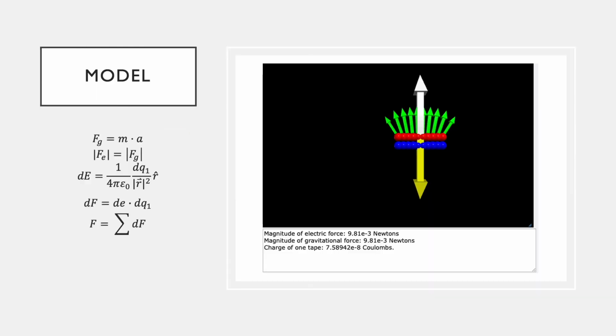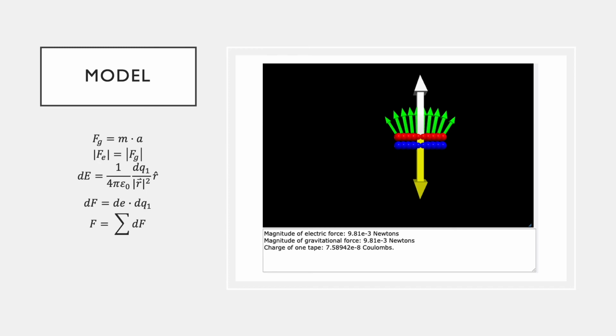Here is the model used to compute the charge on the tape of interest. The model calculates the force due to gravity using the equation Fg equals mass times acceleration due to gravity. As stated before, since we know that the magnitude of electric force is equal to the magnitude of gravitational force, the charge Q of the tape is manipulated in the code until the outputted calculated electric force is equal to the gravitational force, at least in magnitude. Direction, of course, they are opposite.